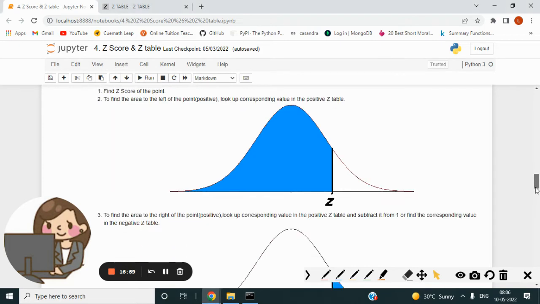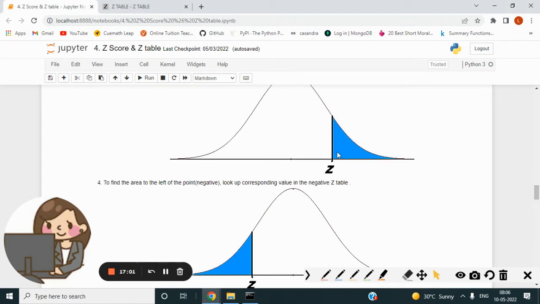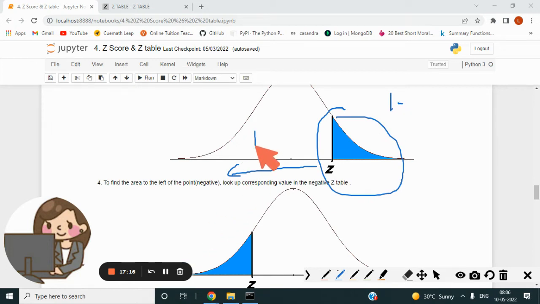Now, if we want to get this area, we know that from the positive z table we can get this area. Once we have this area, how can we find the other area? We just have to do 1 minus this area, and you will get this area.